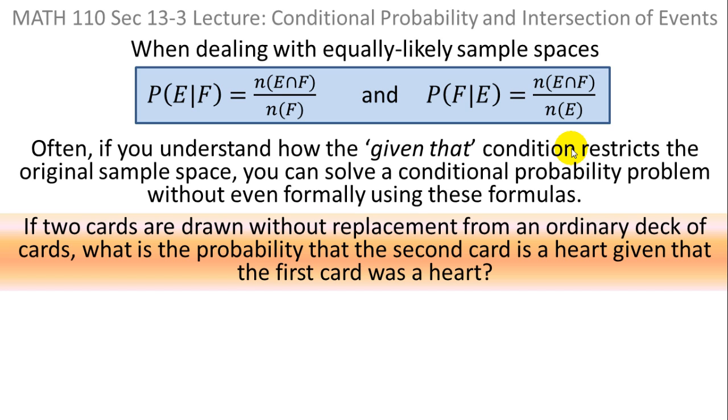Suppose I have this problem. If two cards are drawn without replacement from an ordinary deck of cards, what is the probability that the second card is a heart, given that the first card was a heart?